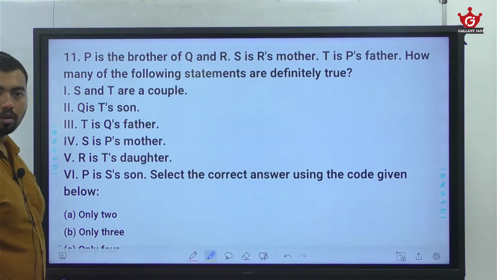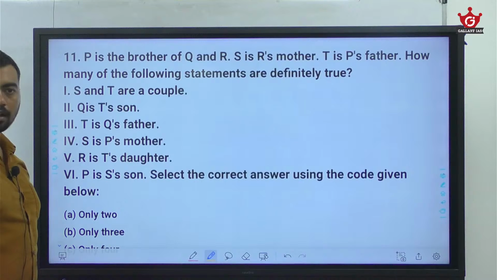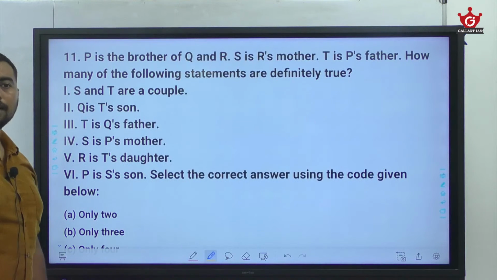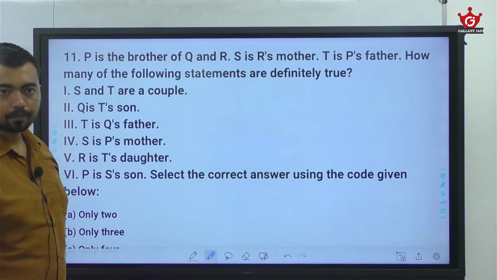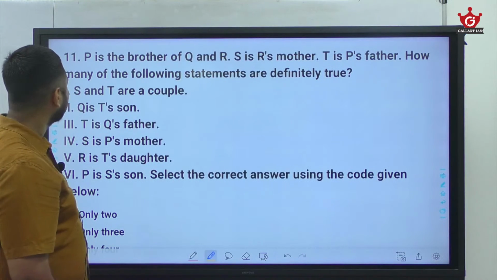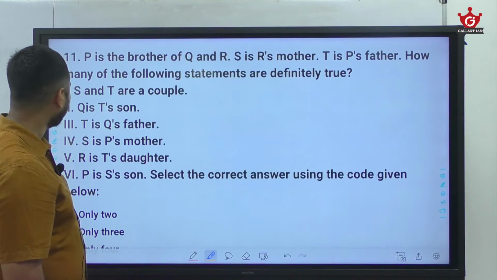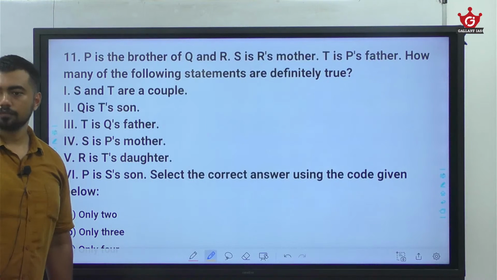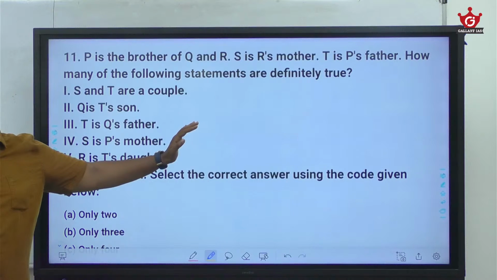Question number 11. Okay. That's a PDF that I gave them separately. Okay, first we will do this. We'll do this together. Next question you can do on your own.